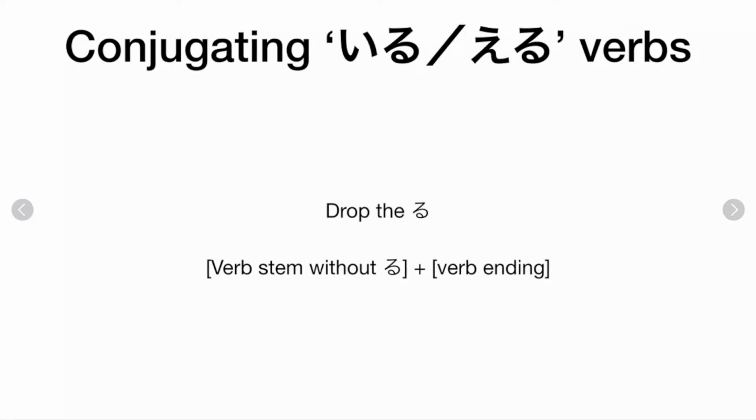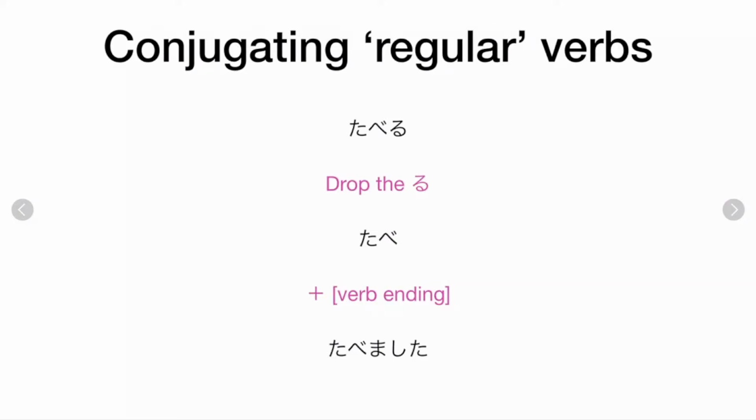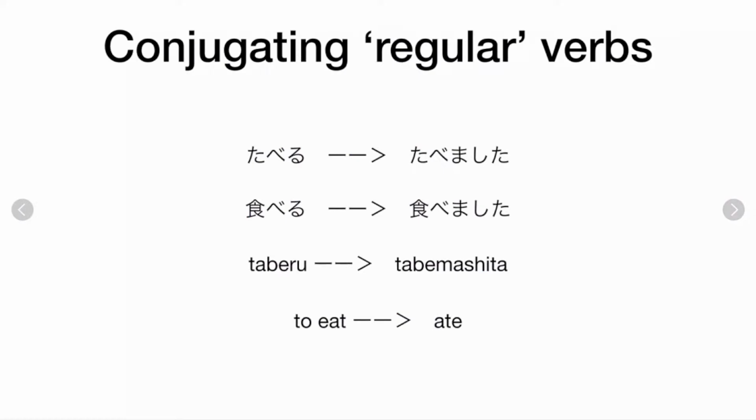If you convert an iru-eru verb, then you drop the ru to form the stem, and then you add the verb ending. So if you had taberu, which is to eat, you drop the ru, and you just add mashita. Tabemashita, I ate. So this is what that looks like. Taberu, drop the ru, add mashita. Tabemashita.